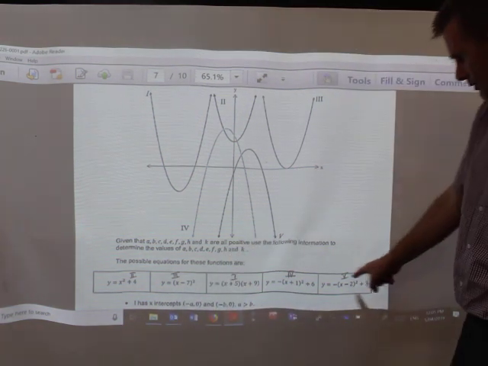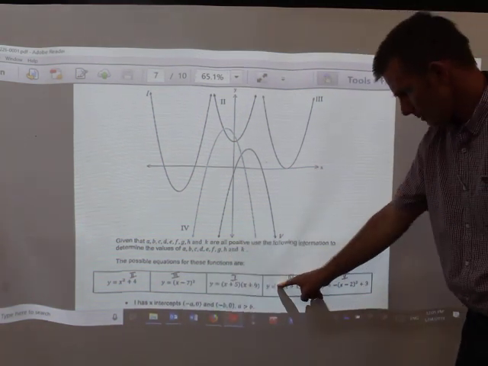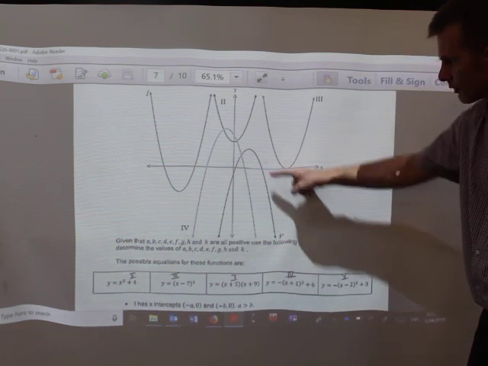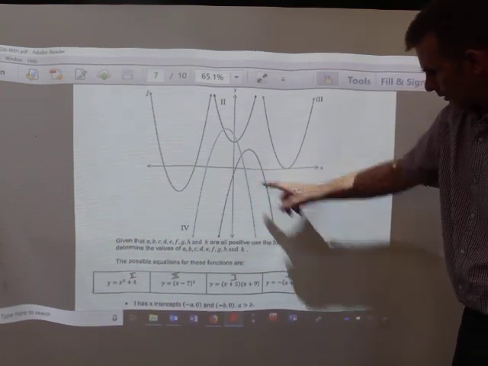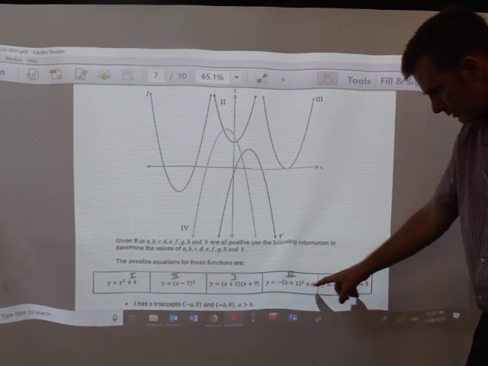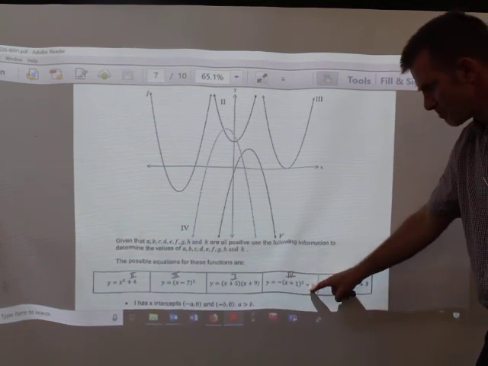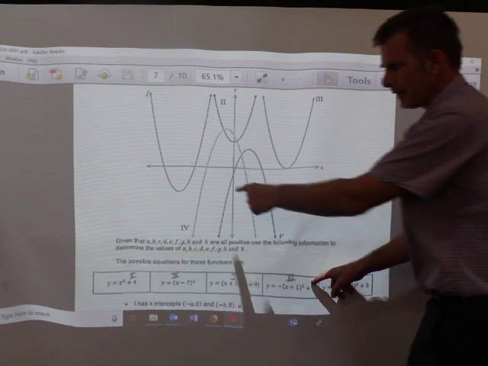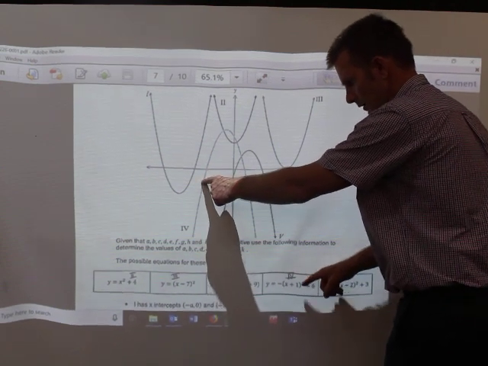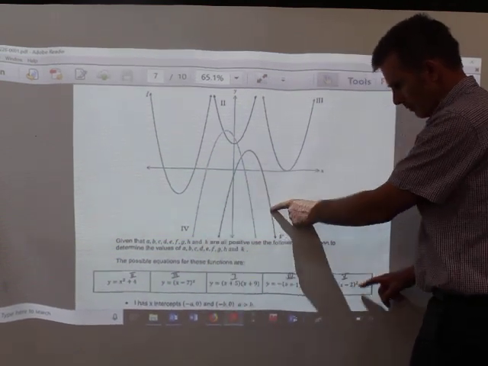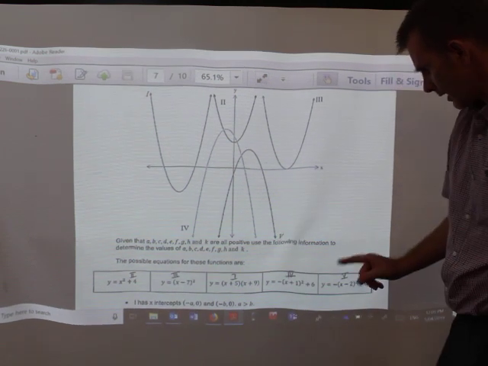Now I'm going to look at these two at the same time. They're both negative, so I'm pretty sure it's going to be this one and this one. They both have a plus value on them, but this is bigger. So I'm kind of leaning towards that one being there, and that one being this one. But let's check the last part.